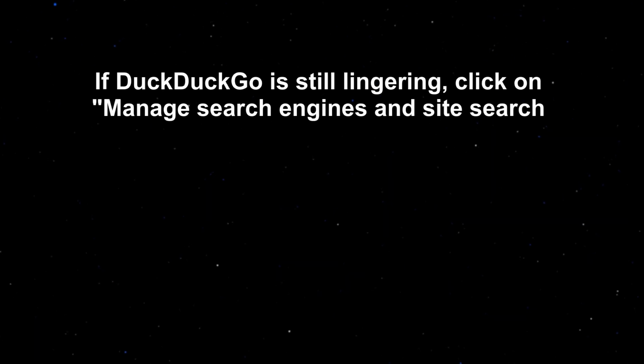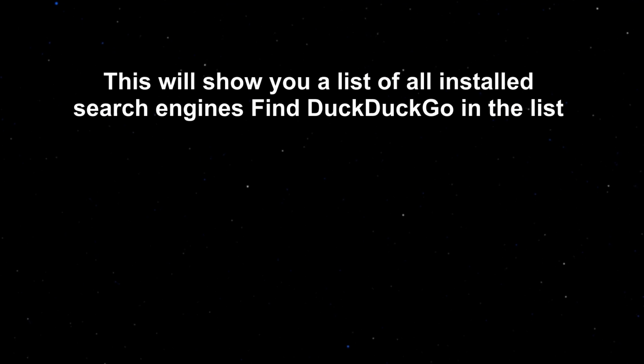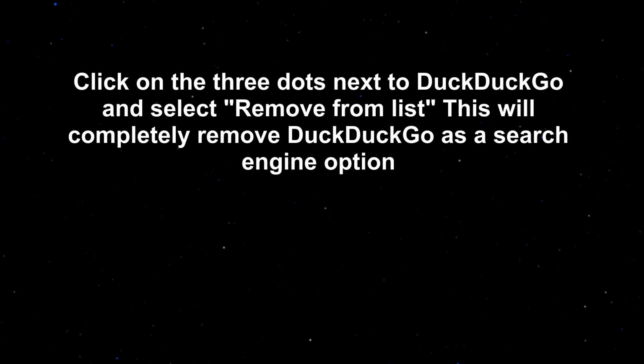If DuckDuckGo is still lingering, click on Manage Search Engines and Site Search. This will show you a list of all installed search engines. Find DuckDuckGo in the list. Click on the three dots next to DuckDuckGo and select Remove from List. This will completely remove DuckDuckGo as a search engine option.